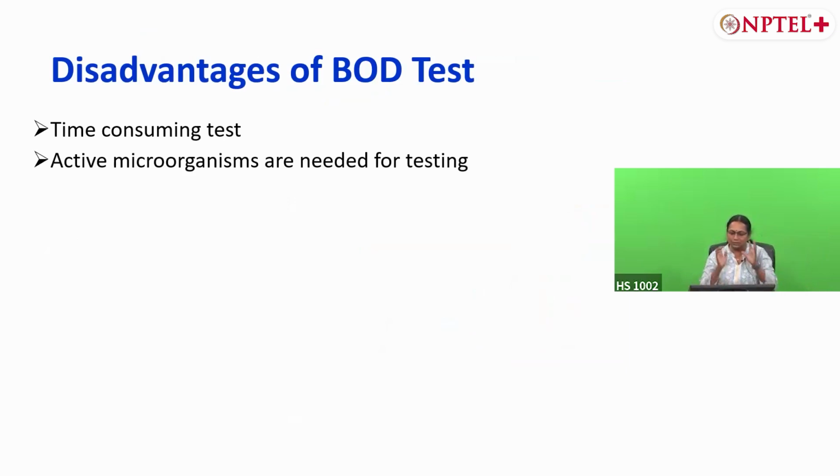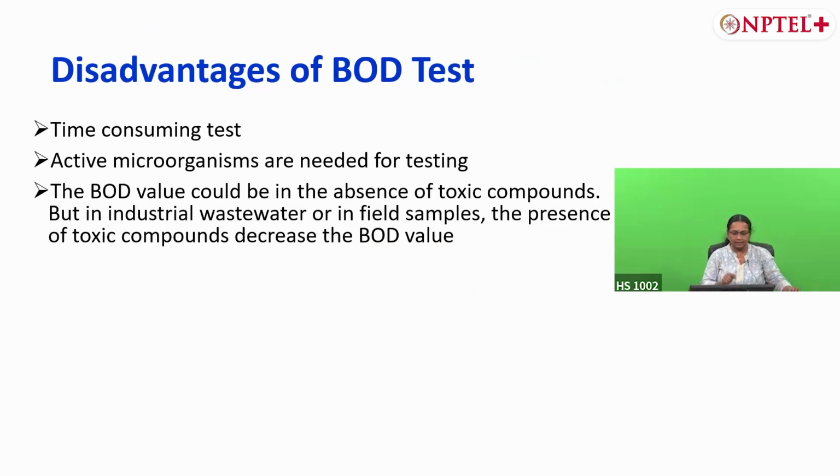Second, we have to make sure that active microorganisms are present. I talked about the sterile glucose solution, isn't it? And the BOD value is valid only in the absence of toxic compounds. This is another important thing. Many times we do these tests to design our treatment systems. So you have a wastewater sample, for example some industrial wastewater, and I want to see how much biodegradable organic content is in it, so that first I can design a biological treatment system, then go for other chemical and physicochemical treatment systems.